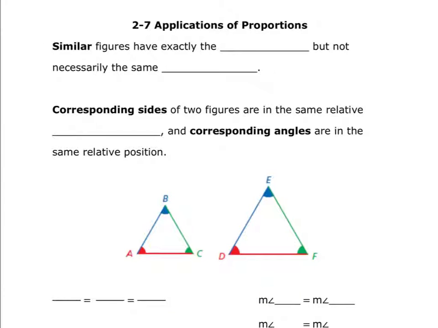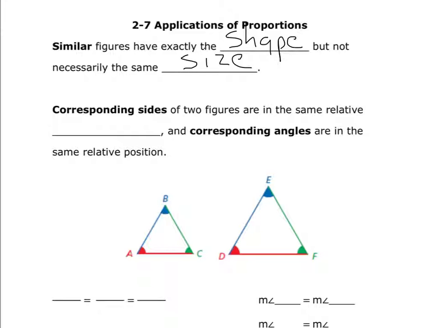Today we're going to talk about applications of proportions. Similar figures have exactly the same shape, but not necessarily the same size. So down here we have two triangles. They're the same shape, but they're not the same size, so these two triangles are similar.